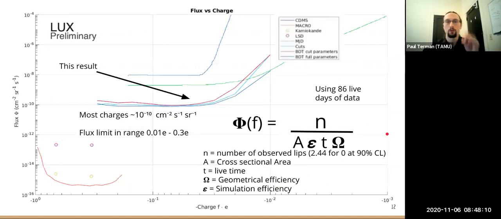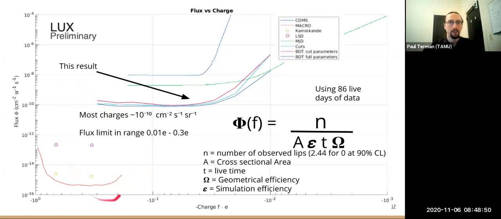What does that mean for our flux? Well, it means that we are able to place new limits on flux. As you can see here, we have the 3 different methods with their different flux curves. The lower we are, the better, which means that we are currently beating out CDMS here and Majorana here with their more recent flux limits, and we are able to place limits in the range of 0.01 to 0.3 charge. And this is a great accomplishment that we've been able to make.